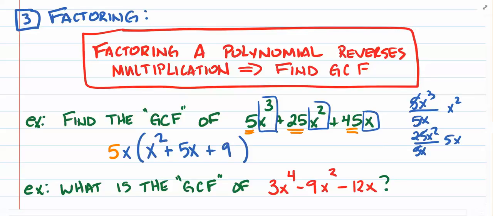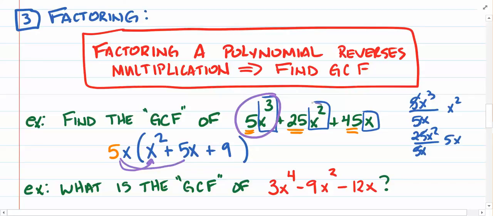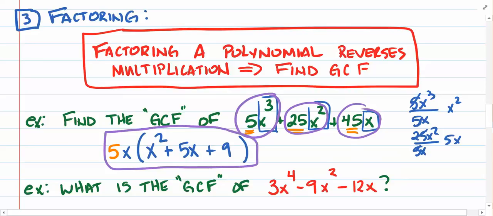So now you can always check to see if you did it right by distributing. Is 5x times x squared a 5x cubed? Yes, it is. Is 5x times a 5x positive 25x squared? Yes, it is. And is 5x times 9 45x? Yes, it is. And therefore, we did it right. And this is what we mean to factor a polynomial. So I want you guys to try this one right now. What is the GCF of 3x to the fourth minus 9x squared minus 12x? All you have to do is find the GCF, everybody.